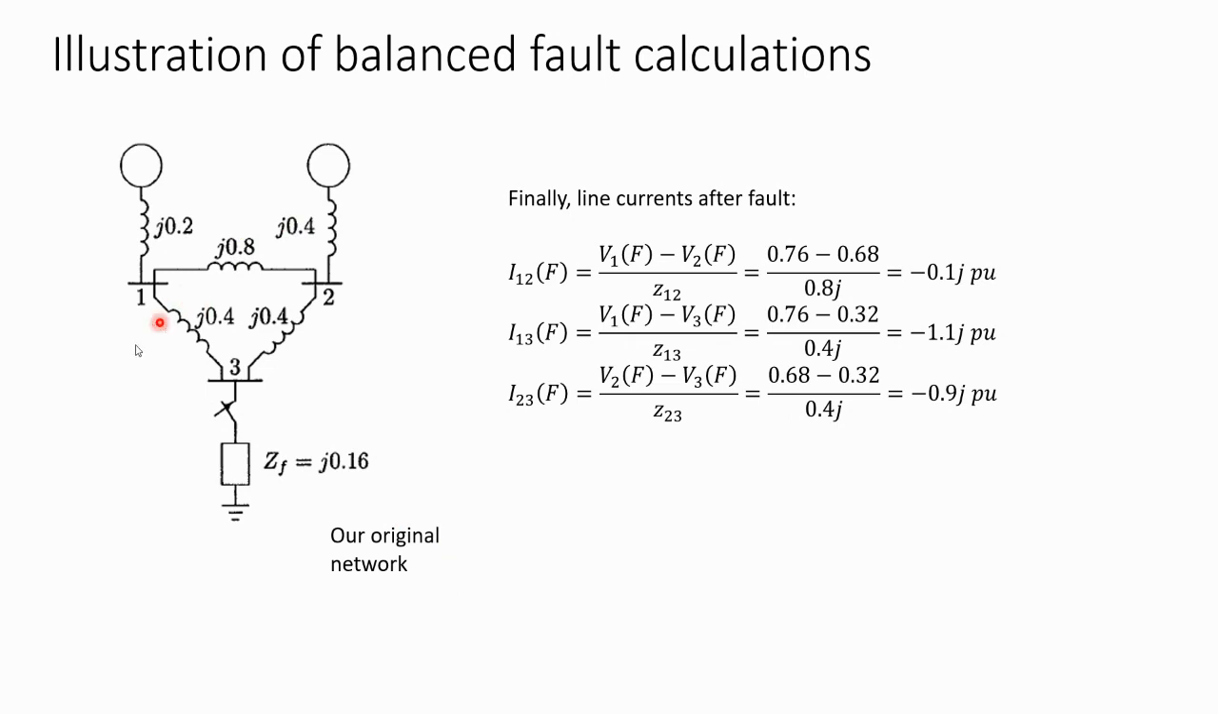With the knowledge of the bus 1, bus 2, and bus 3 voltages after the fault occurs, I can simply and easily determine the final current flowing between them by taking the difference of voltage between the 2 buses and dividing by the impedance between them, like this. And I repeat for all the branches. And this is what I get.